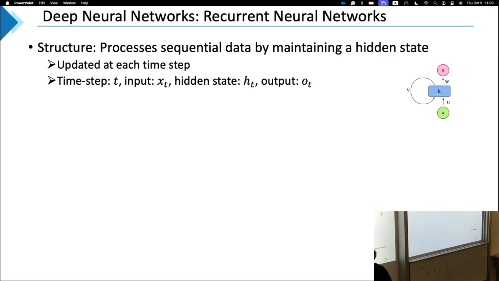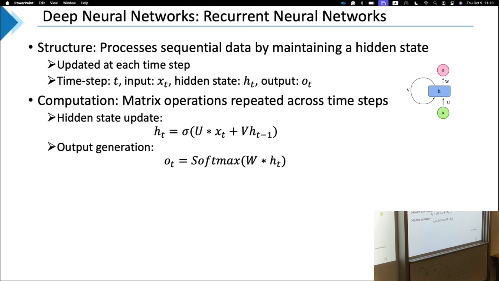The computation involved in this process is, we first use a linear transformation to multiply U with the input and V with the hidden state. We add them together and apply a sigmoid function. And then for the output generation, we apply a softmax. Before we apply softmax, we apply another weight matrix to the hidden state. So this is a very basic version of recurrent neural networks.